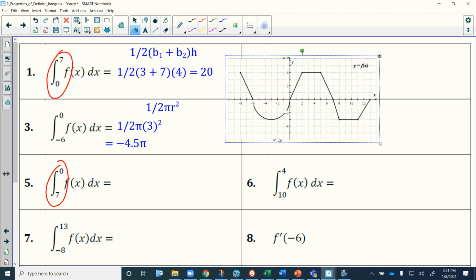But because the lower bound and the upper bound are reversed, they're in the opposite order, the sign of the area will change. So it goes from being a positive 20 to a negative 20. And then 7 on this one, from negative 8 all the way up to positive 13. It's just what's the area basically of the whole thing? What's the net area? The positive areas subtracted with the negative areas.